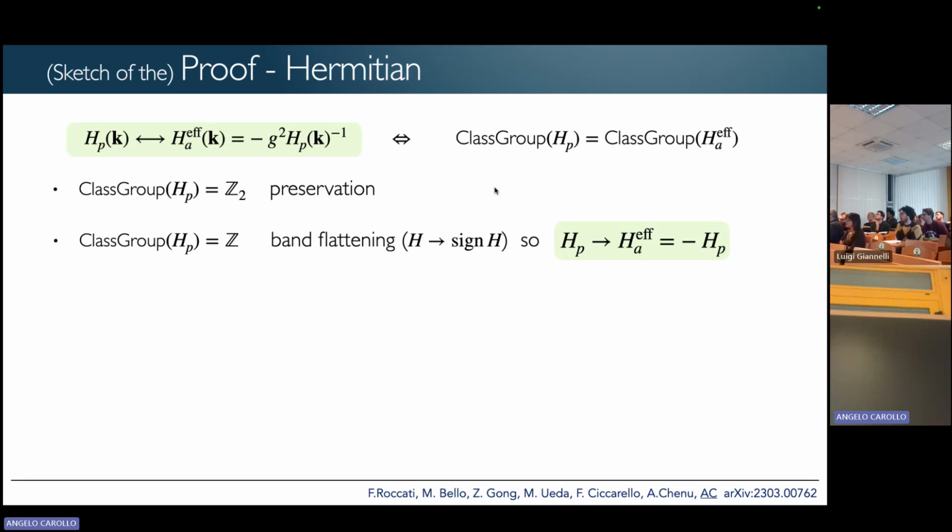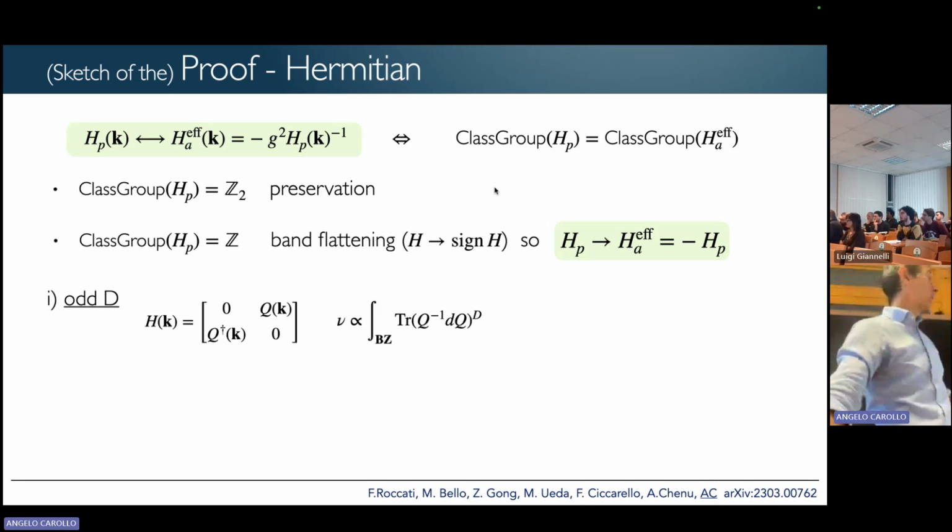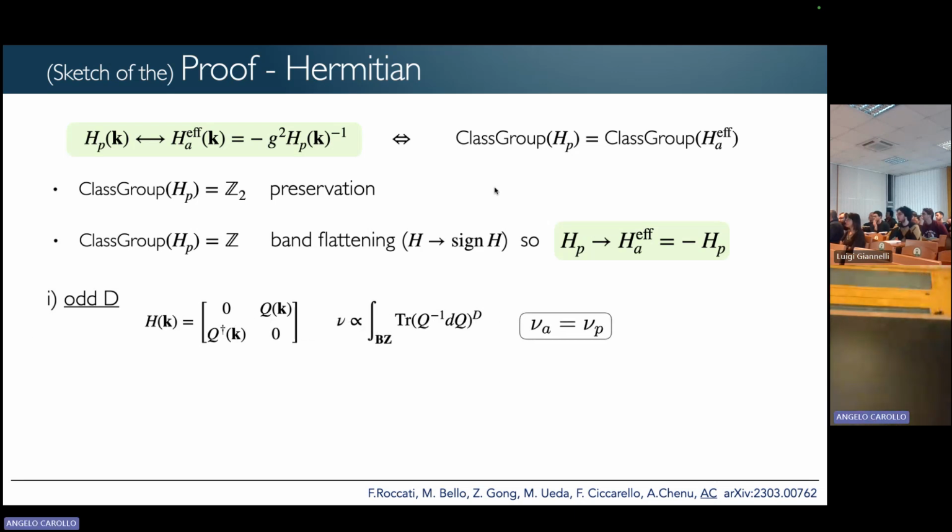Band flattening preserves the topology of your system, because the topology depends only on the shape of the eigenstates. Then you see that this mapping, after band flattening, becomes a simple change of sign. Now the game becomes the following. An odd topological number can always be expressed in this way, where Q is your Hamiltonian, and the topological number has this shape. You change the sign of Q, and if D is odd, this number doesn't change under the change of Q.